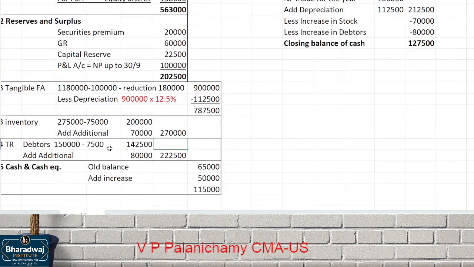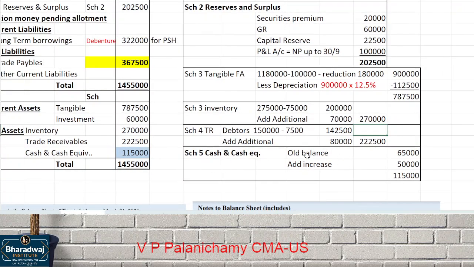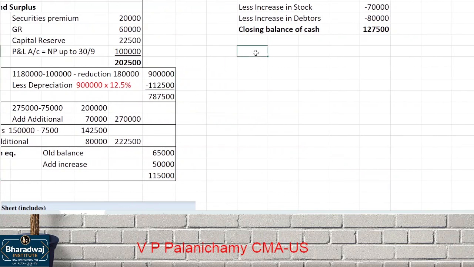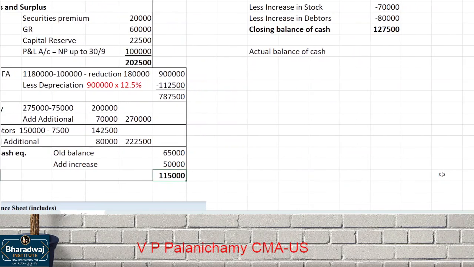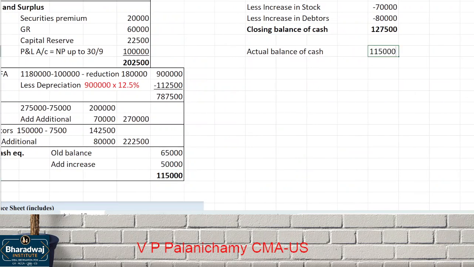Okay, but it is given in the question that the balance increased only by what? 50,000, so 1,15,000. What is the actual balance of cash? Old balance with the increase became how much? 1,15,000. Actual balance is 1,15,000. So where the balance had gone, which means we have paid to creditors. What is the balance? 12,500.